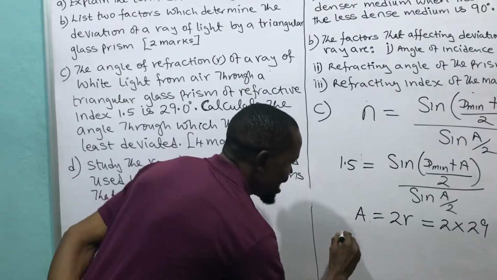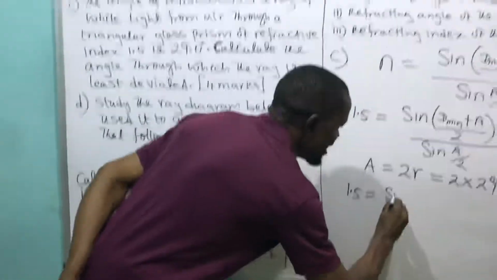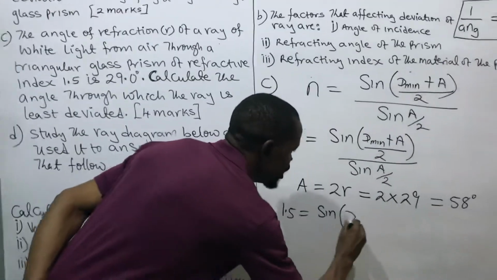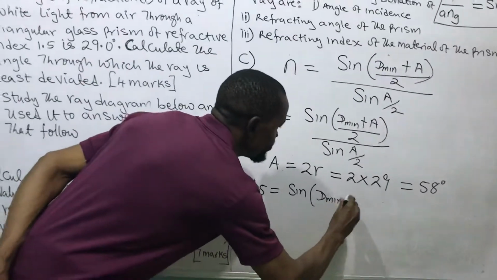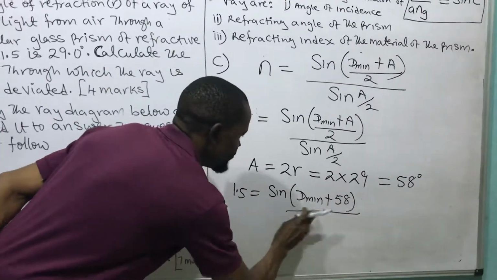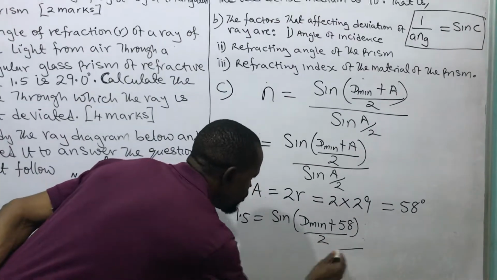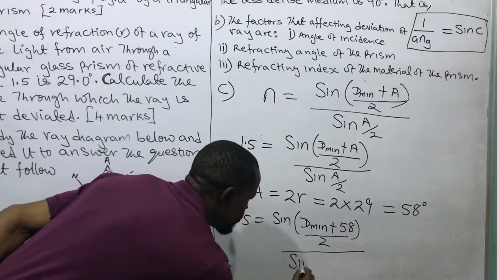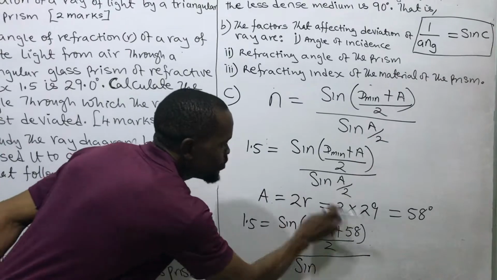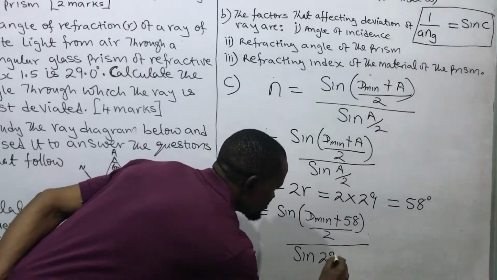Putting it over there, I will have 1.5 equals to sine of (dim plus 58) all over 2, all over sine of A. Are you following? What will happen here? A is 58, and 58 divided by 2 will give me 29.